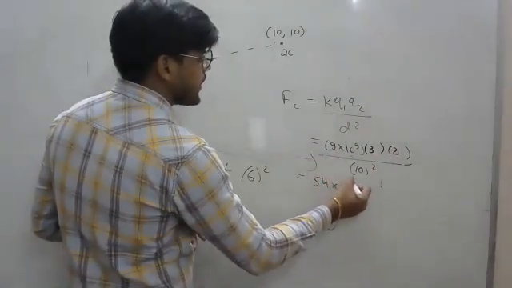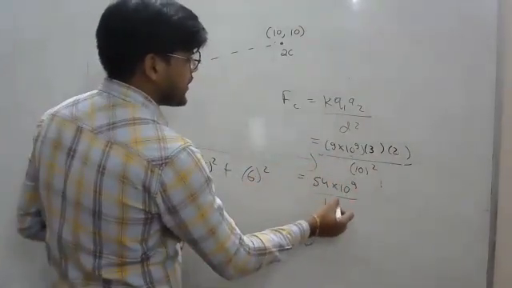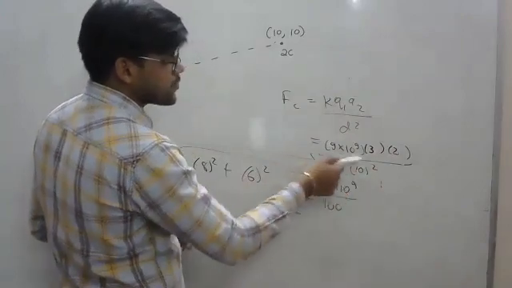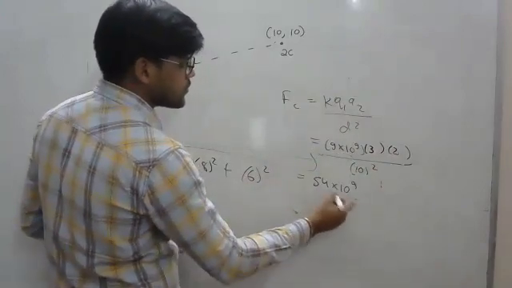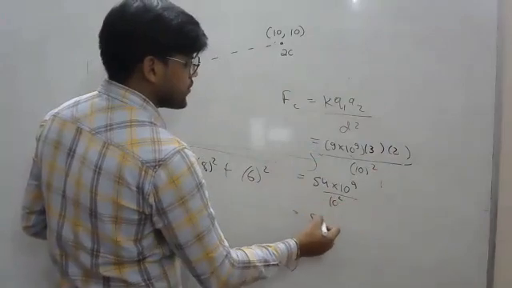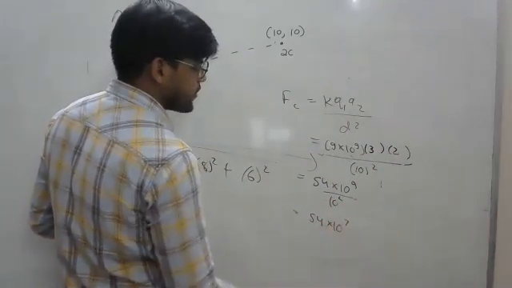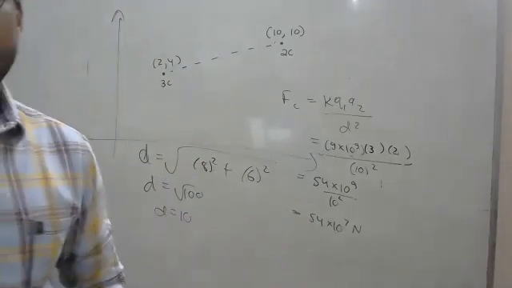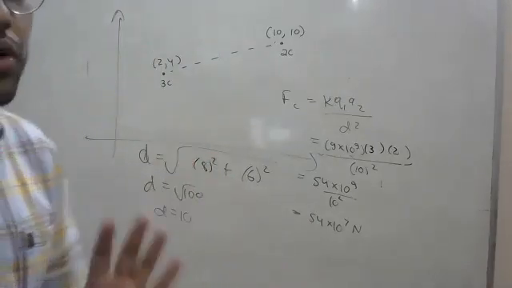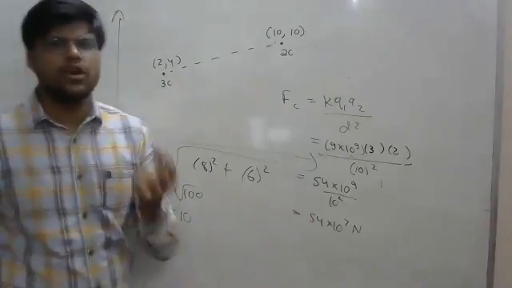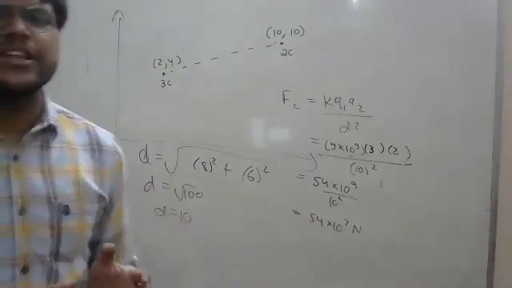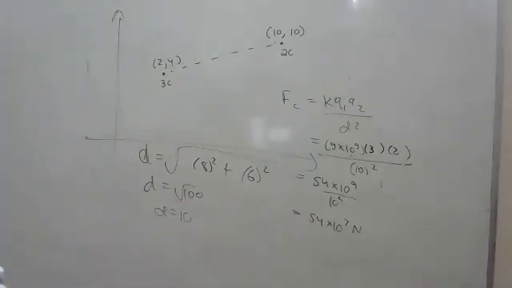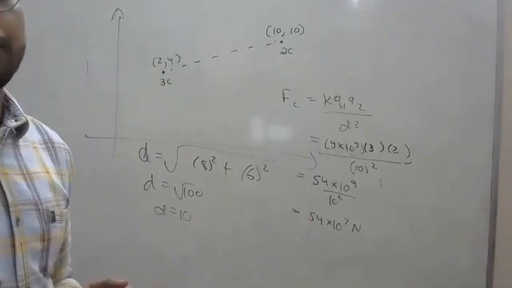54 into 10 to the power 9 upon 10 square, 100. Or you can simply say 10 का square 10 is to 9 है. So this will become 54 into 10 raised to 7, 54 into 10 raised to 7 Newton. But here I have only mentioned the magnitude. सिर्फ आपको magnitude मिल रहा है कि what would be the force, but what will be its direction and how to mention that direction, वो भी clear करना होगा आपको.